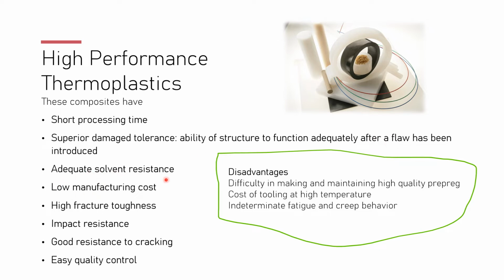The advantages are solvent resistance, low manufacturing cost, it's cheap, high fracture toughness, impact resistance, good resistance to cracking, and easy quality control. So those are all your advantages for high performance thermoplastic. Disadvantages: difficulty in maintaining high quality prepreg, and we're going to talk about prepreg later, and the cost of tooling at a high temperature. Even if it has a low manufacturing cost, when you want to deal with a high temperature, you have to put more money into tooling.